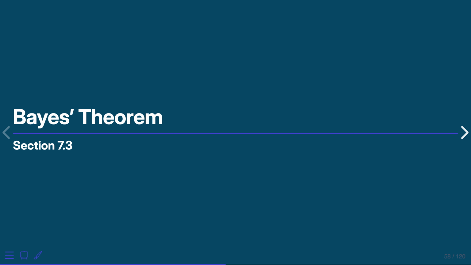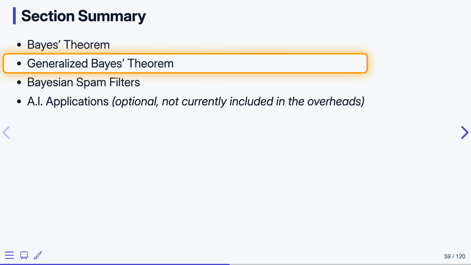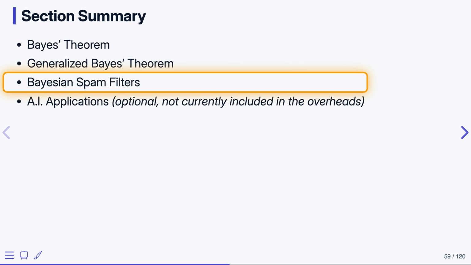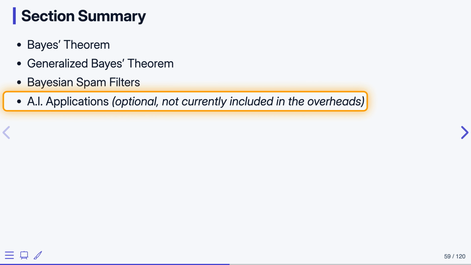Now we turn to the third section, Bayes' theorem. It is a rule for updating a belief after we see new evidence. This is the plan for this section. First we state and derive Bayes' theorem. Then a generalized version for many cases. Then we apply it to build a spam filter. The artificial intelligence applications are left for later study.